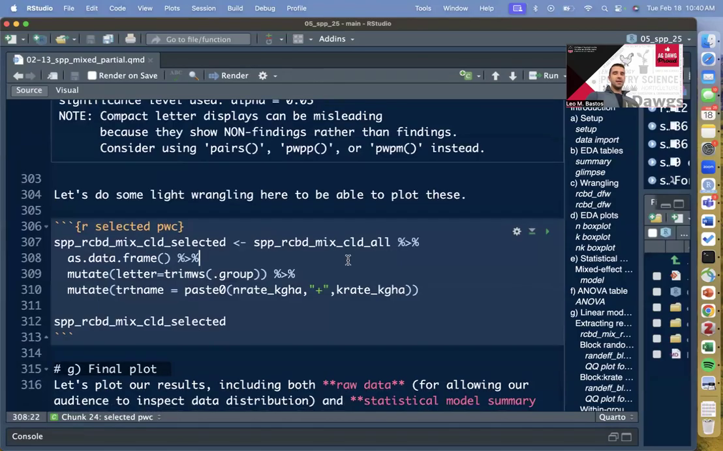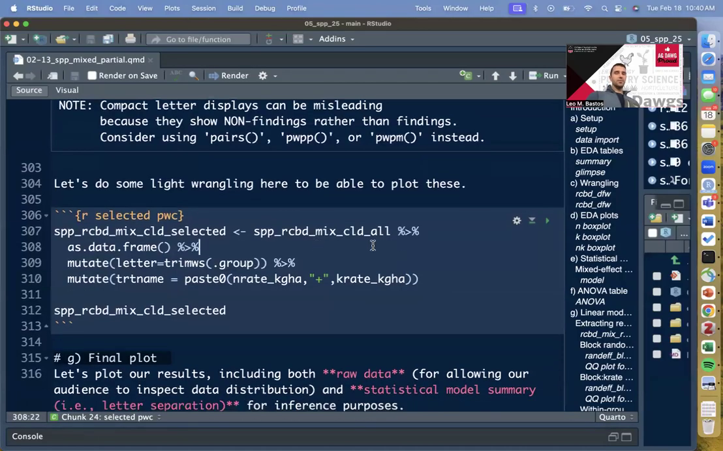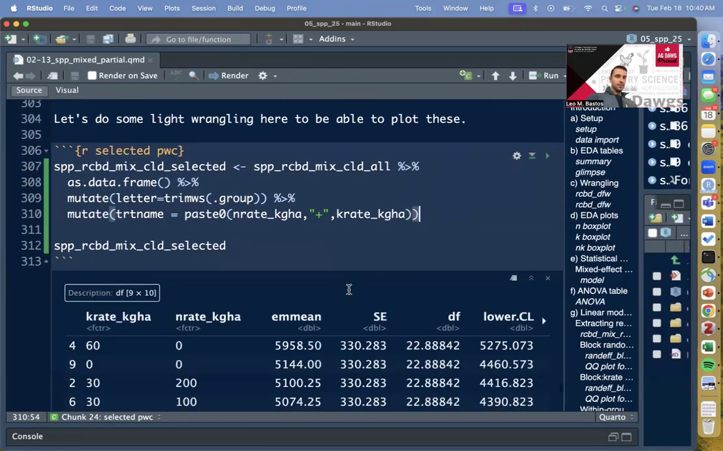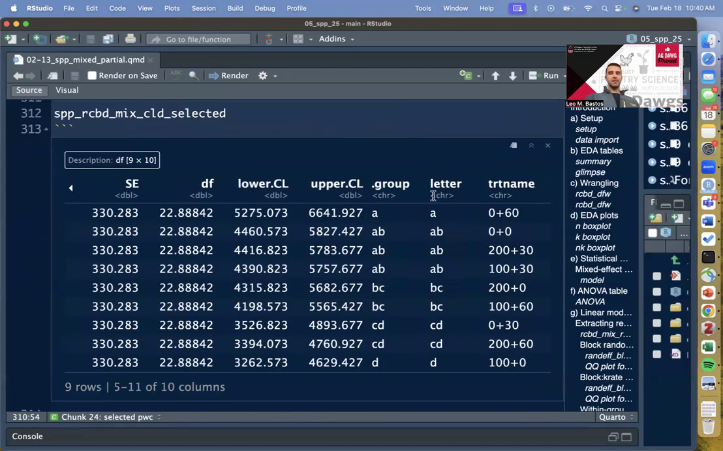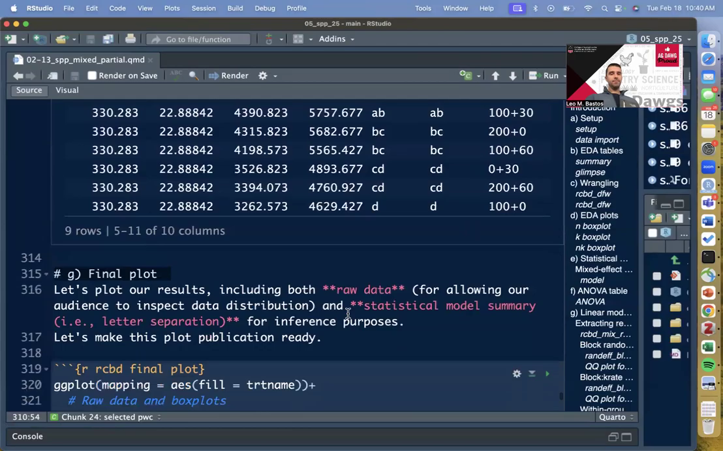The next thing is we're just going to do some live wrangling to be able to better plot. Same as we've done before, we turn this into a data frame, extract just the letter by trimming the white space, and then create a treatment name that is just pasting the nitrogen plus the potassium rates. If you run that, you end up with this data frame, where we have the means, the letters and the treatment name.